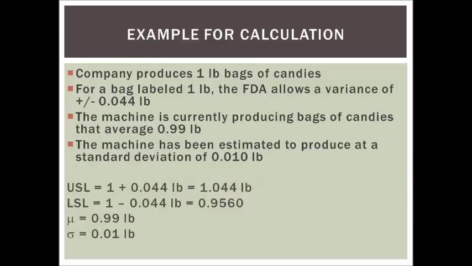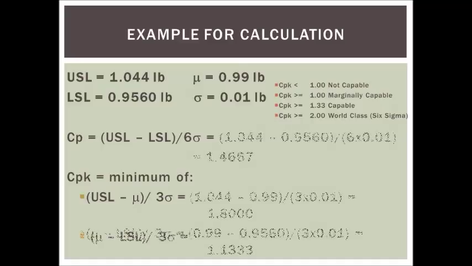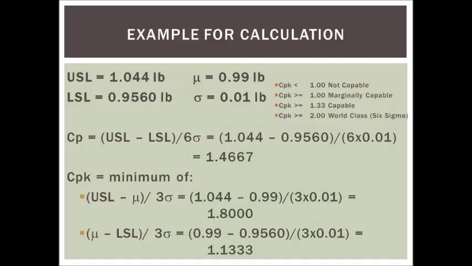So here are the calculations for the variables that are used in the process capability calculations. All right, so now let's give it a try. Here are all the variables, and here are all the formulas. See if you can determine if this process is capable of meeting the FDA's regulations. All right, so you should be able to plug all those numbers into the formulas and get these numbers.